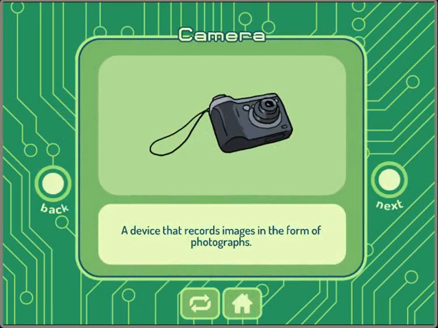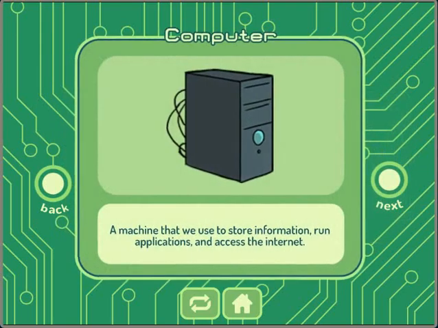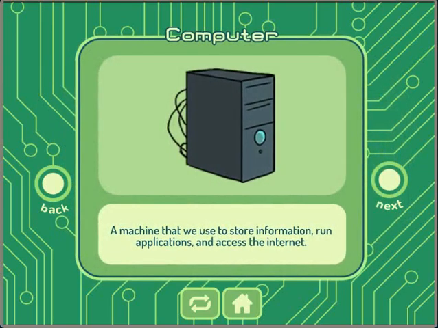The camera is a device that records images in the form of photographs. The computer, which is usually the tower underneath your desks, is a machine that we use to store information, run applications, and access the internet.